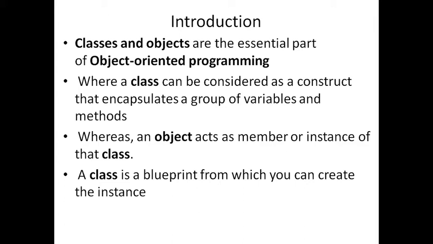A class is a blueprint from which you can create the instance. Simply that means classes are basically an easy way to group all your functions or variables. And objects are pieces of code which represent the real life entity.